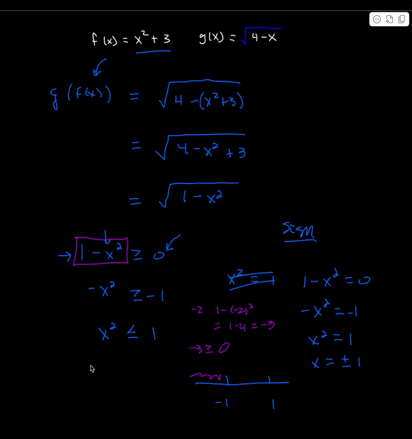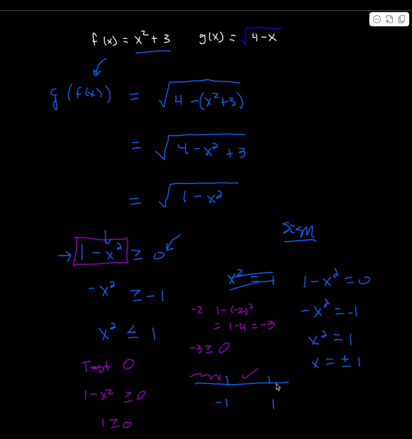So now we're going to test a number between -1 and 1. I'm going to choose 0, okay? And if I plug in 0 for x, 1 minus 0 squared is 1 minus 0. Is 1 greater than or equal to 0? Yes. So this is in the domain. It works, meaning it will work for every single number between -1 and 1, okay?